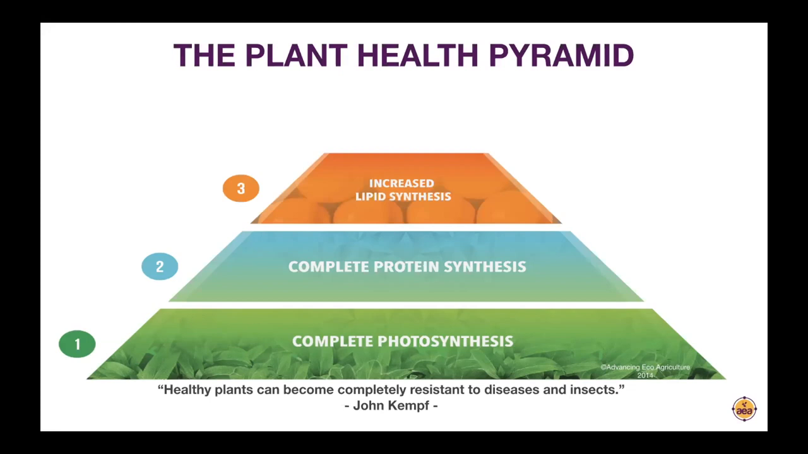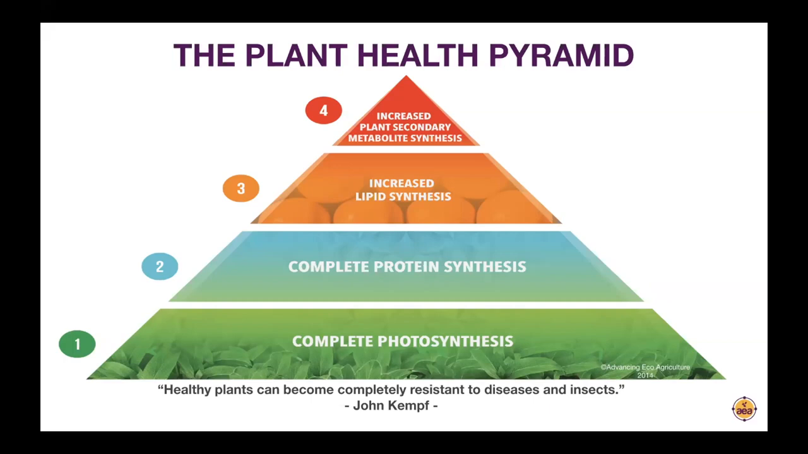The third level is when plants develop a surplus of energy and they develop higher levels of fat. You have increased lipid synthesis. You see this when plants have a glossy, waxy sheen on the leaf surface. And at this stage, they now become resistant to all the airborne pathogens like downy mildew, powdery mildew, bacterial spot, bacterial canker, and so forth. And then the fourth stage is when you have high levels of plant secondary metabolite production.